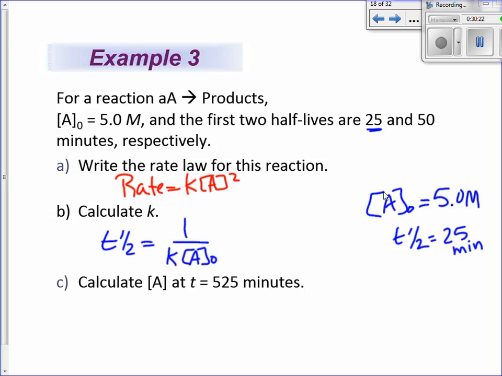So we get 5.0. Oh, and watch the units again on the K. Oops, time goes here, sorry. 25 minutes. And the 5 goes down here. Okay. Good with that?